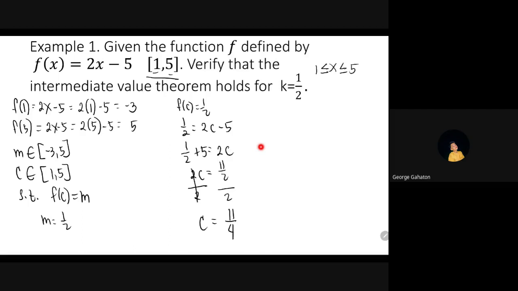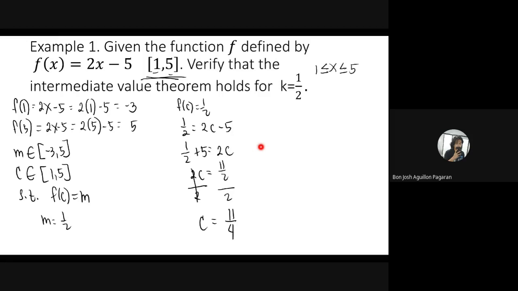Now notice that the intermediate value theorem holds only when the value of c is within the closed interval. So I want to ask you now, is 11 over 4 in the closed interval 1, 5? Makikita mo ba yung 11 over 4 sa pagitan ng 1 at saka ng 5? If the answer is yes, then IVT holds. If the answer is no, then IVT does not hold for the given function. Makikita ba natin ang 11 over 4 sa 1, 5? Yes or no? Yes, that's correct.